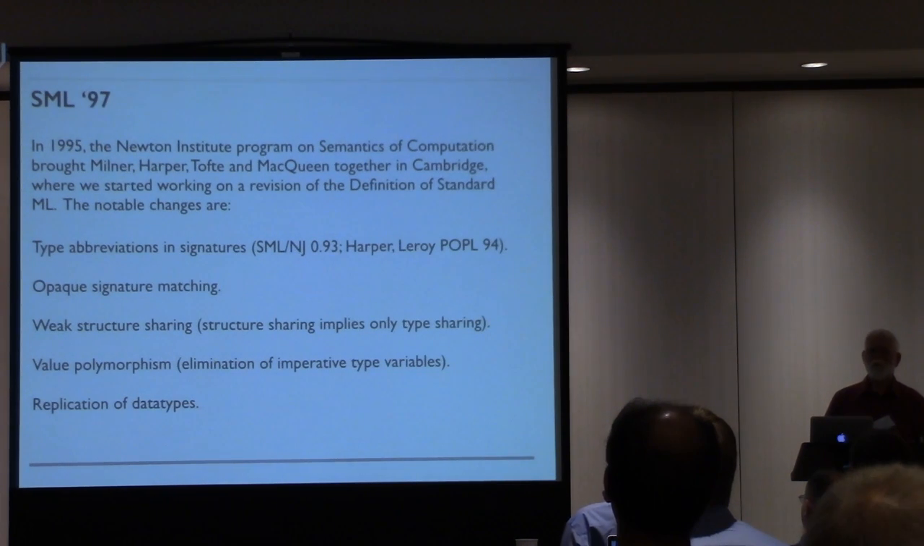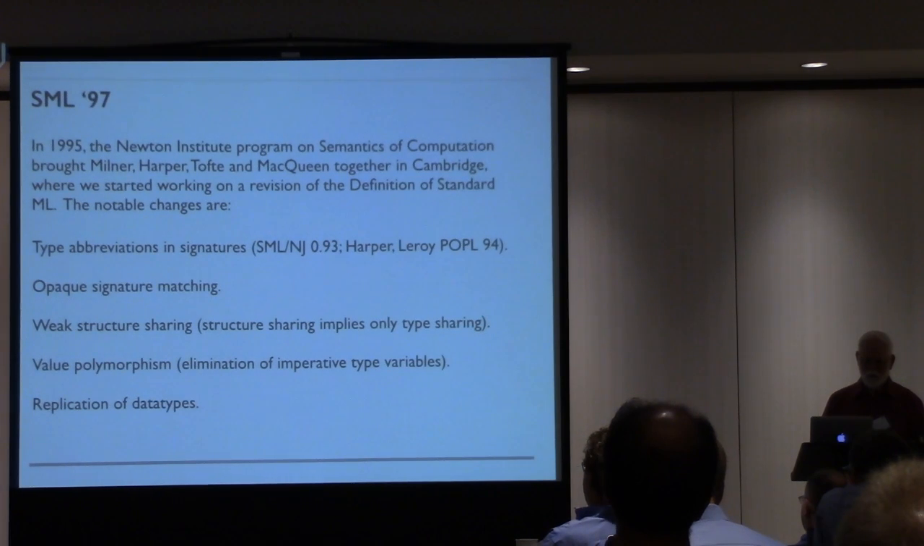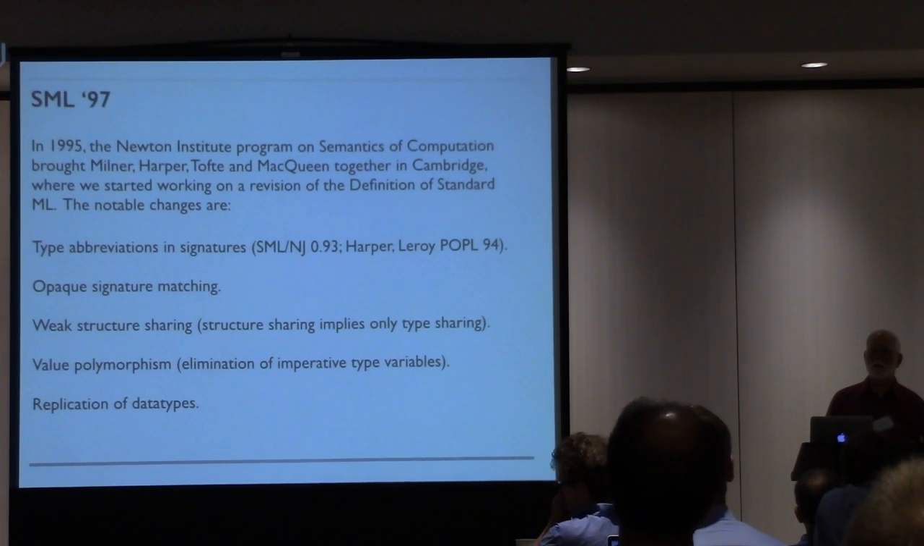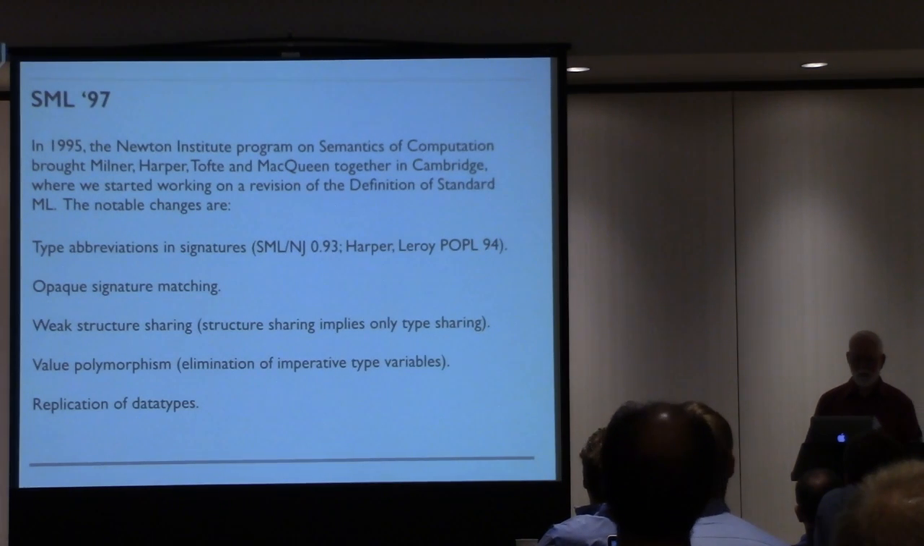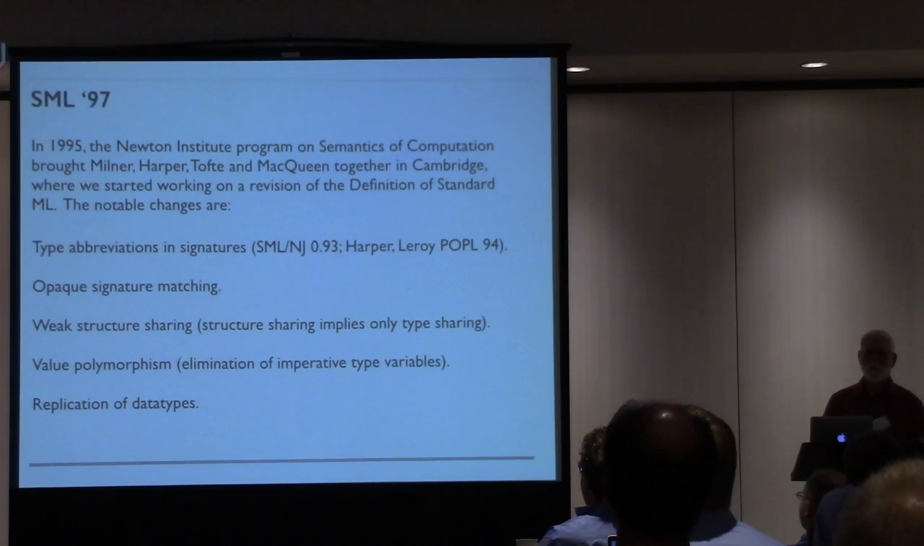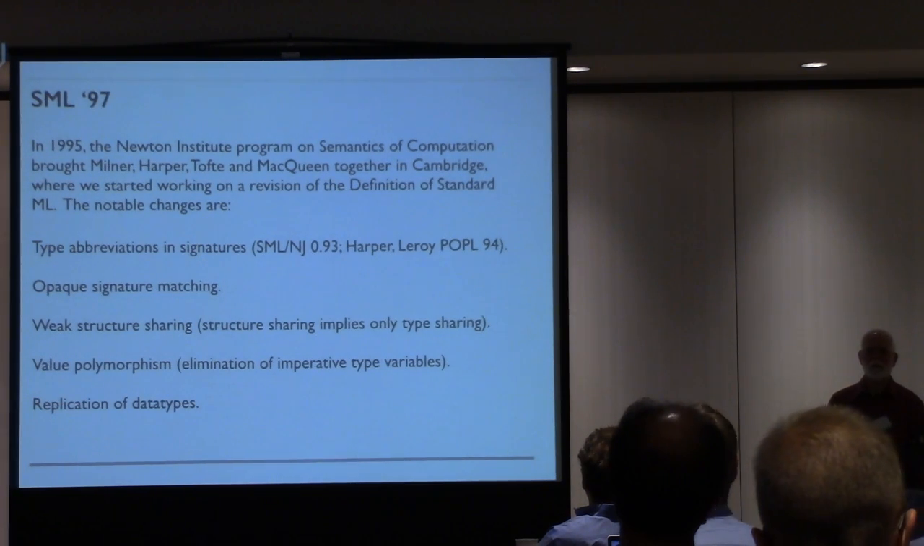Value polymorphism to eliminate the imperative variables having to do with references, huge win. And replication of datatypes, which is a small technical thing. One thing that Bob Harper and I really wanted to do was also eliminate equality type variables, but we didn't manage to convince Robin and Mads. I would have liked to have had higher-order functors, which I implemented in Standard ML of New Jersey in 93 as well, but that was too far.